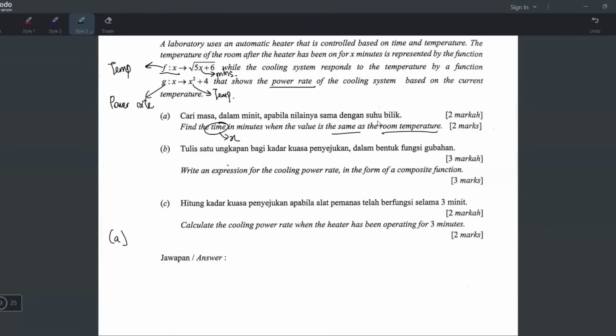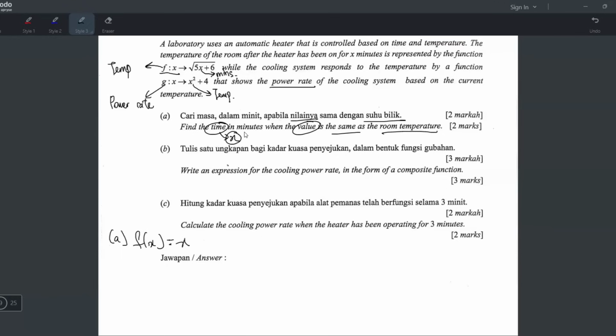Wait, I'm not sure if I understand. Let's read in Bahasa Melayu. Cari masa dalam minit means cari x. Apabila nilainya, means nilai masa, sama dengan suhu bilik. Oh, it means find the time, the x, when the x value is same as the temperature. It means your f(x) and the x is same.